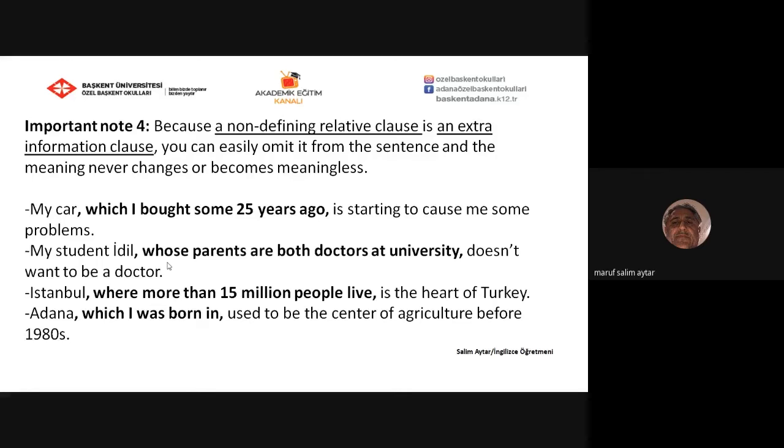Or Istanbul, where more than 15 million people live, is the heart of Turkey. Is it necessary to add this here? Not necessary. It is already known. Or Adana, which I was born in. Is it really very important for me to tell you that I was born in the city? No. Let's omit this bit and see how the sentence reads. Adana used to be the center of agriculture before the 1980s. It sounds excellent.